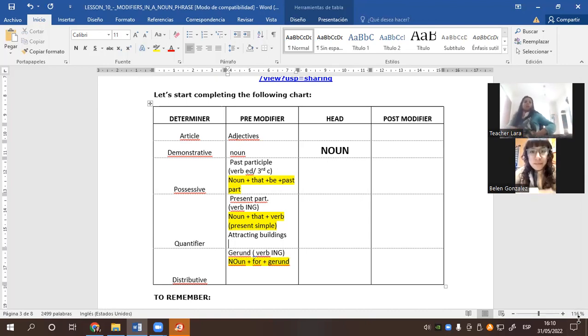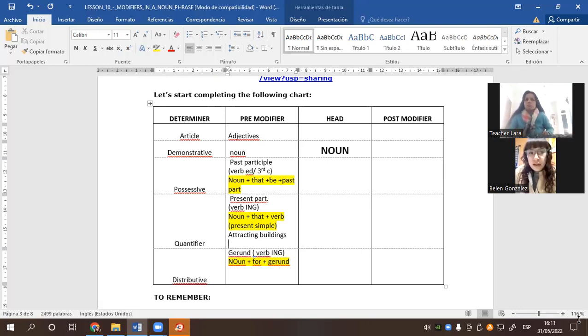Okay. Present participle. Buildings that attract. Very good. You don't mention the S because it's the plural subject. Okay, buildings that attract. It makes sense. Let's apply the rule of a gerund now.